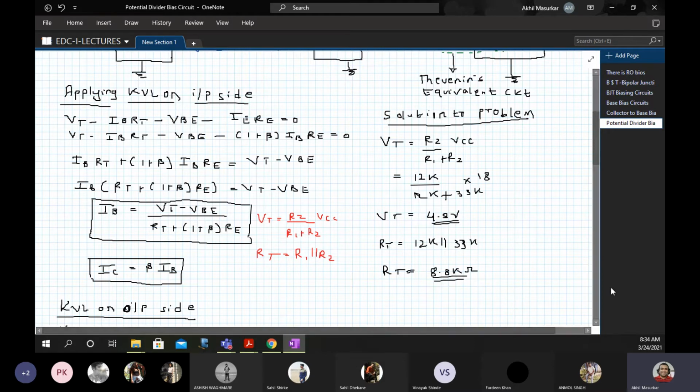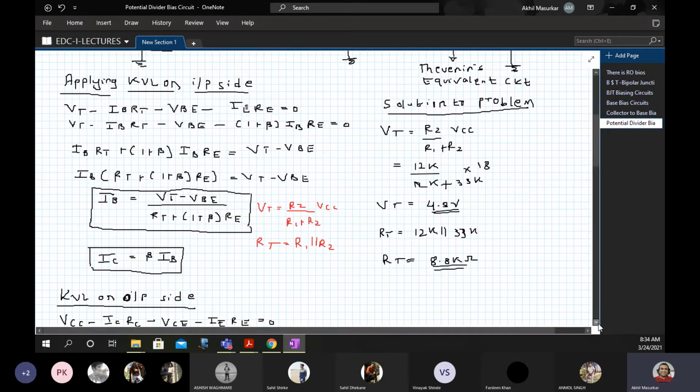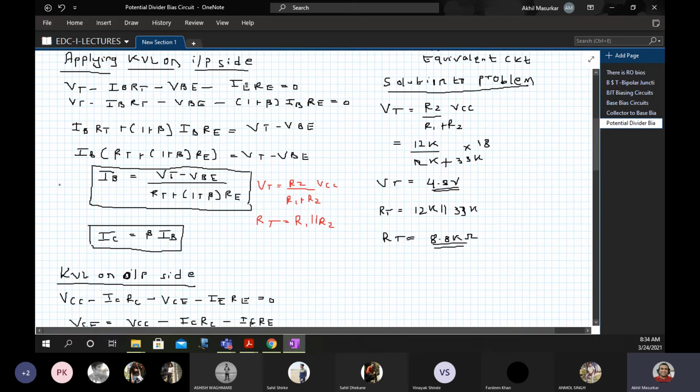Now our standard formulas, when we apply KVL to the input side, my formula is this. So I will write IB is equal to VT, which is 4.8, minus VBE, which is 0.7, this entire thing upon RT, which is again 8.8 kilo ohms, plus 1 plus beta, which is 100, and RE, if I'm not wrong, it's 1K, 1 into 10 raised to 3.